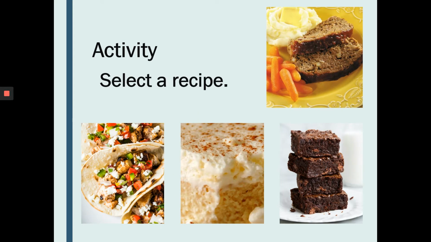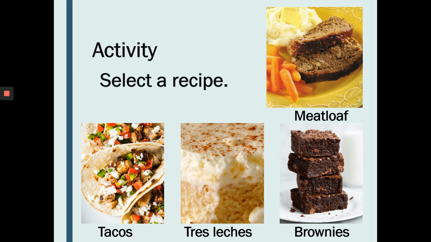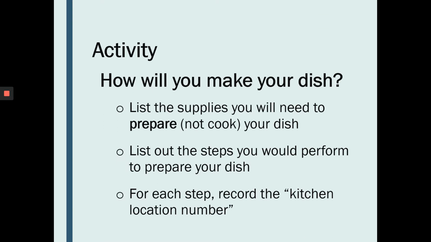Throughout this course, we are going to describe how we would make a dish for our families. As a class, we will choose one recipe to use as an example. Please take a few moments as a class to decide if we will make tacos, tres leches, brownies, or meatloaf. Now that we have chosen the dish we will make, we will discuss how to start preparing this dish.